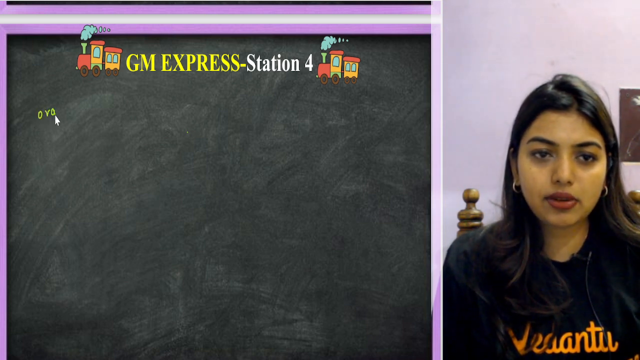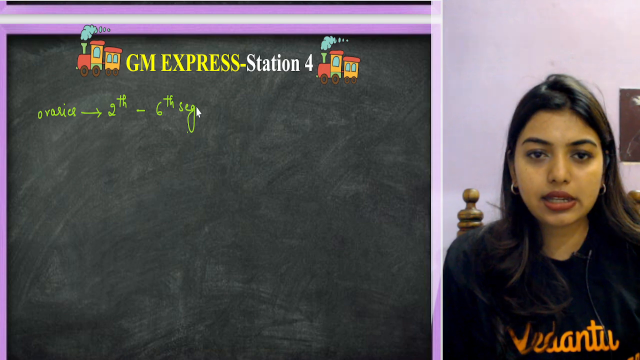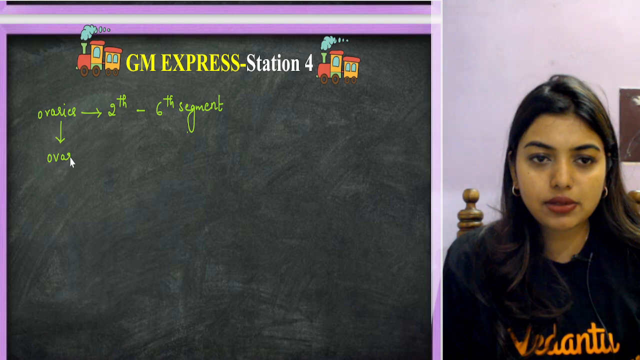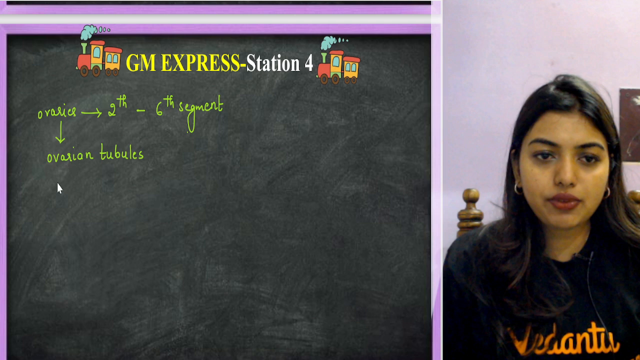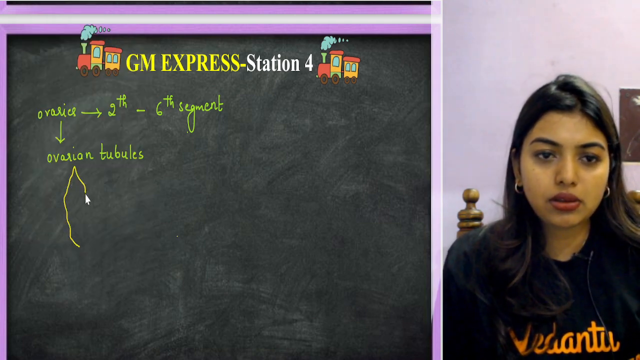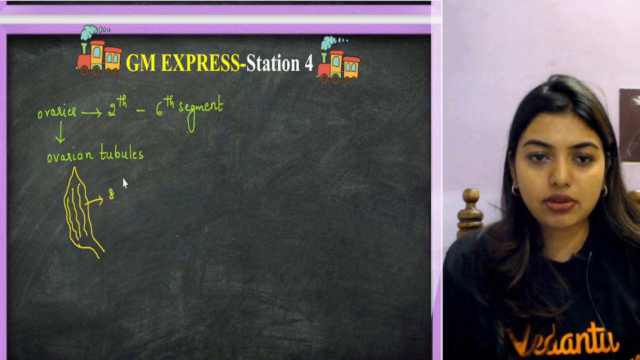Ovaries are there, and these ovaries are present in the 2nd to the 6th segment. These ovaries have ovarian tubules. Each ovarian tubule, let's say this is the ovary. Inside the ovarian tubules, developing ova will be there, mature ova will be there. 8 ovarian tubules are there, and they will give 8 matured eggs.